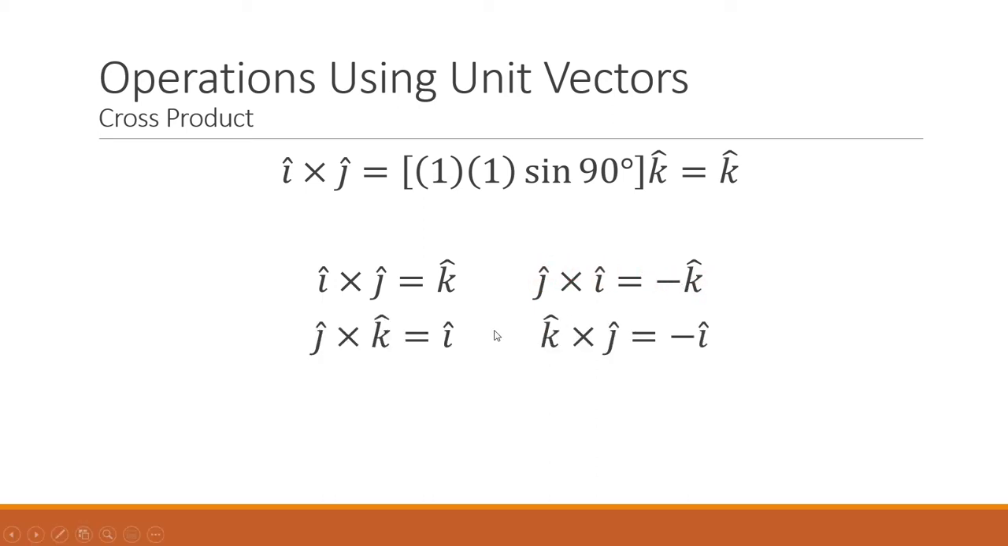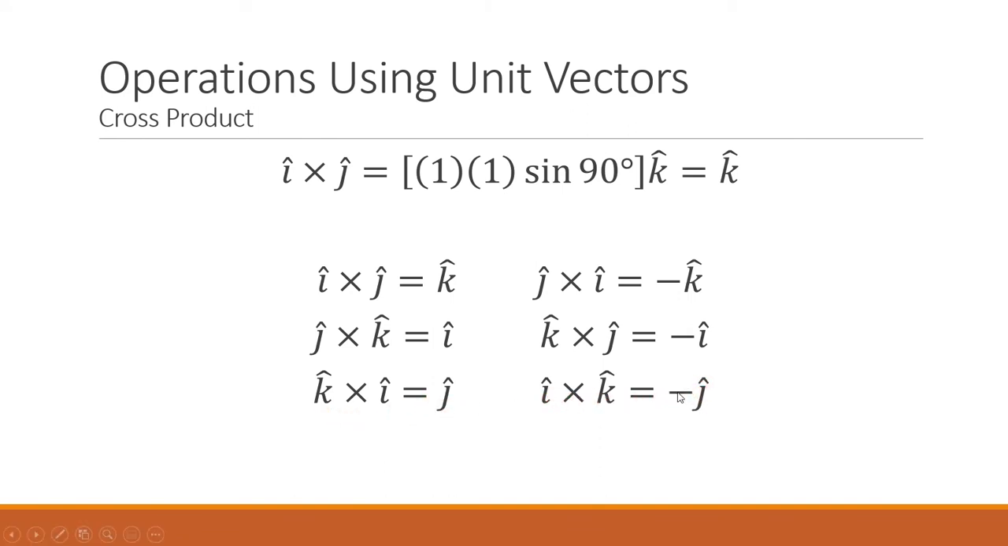So summary, I cross j is k hat, but interestingly, when you reverse the position, j cross I, negative k hat. J cross k, you get I hat. K cross j, negative I hat. If you can notice, whatever you're crossing, yung result, yung hindi kasama. Silang dalawa yung nag-uusap, j and I, ang naging equal, yung hindi kasama. Parang you can think of it that way. Lastly, k cross I is j hat, I cross k, negative j hat.